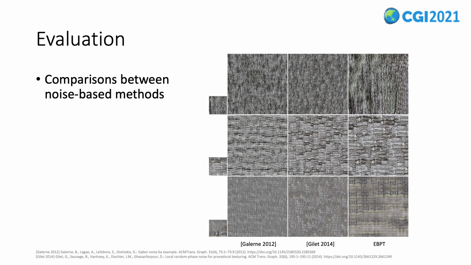We compared our method to noise-based methods. The images in the left column were generated by Gabor noise-based approach. The images in the middle column were generated by local random phase noise method. The right column shows our results. Those two methods were effective for stochastic images, but they were not suitable for semi-stochastic textures.